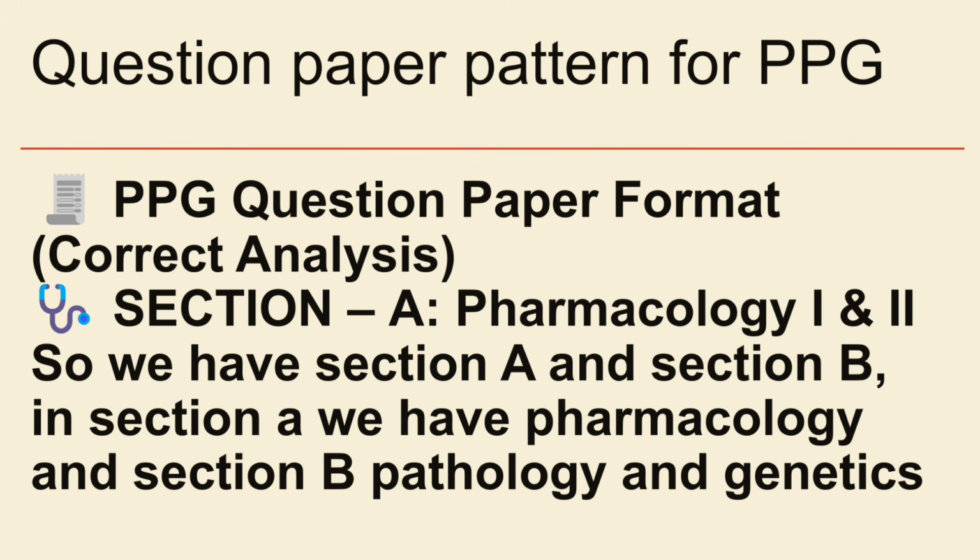So in this we'll take a break, and I want to clear a doubt that so many students are having. Do we need to study Pharmacology 1 and 2 and Pathology 1 and 2? Yes, definitely you have to study Pharmacology 1 and 2 and Pathology 1 and 2 for your exam. So now we cleared one point. For PPG you have two parts, that means two sections. Section A includes Pharmacology 1 and 2, and Section B is for Pathology and Genetics.